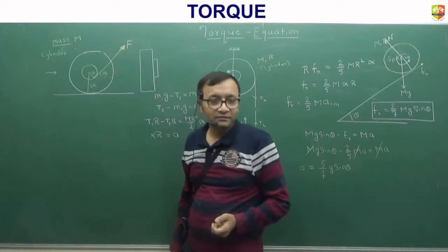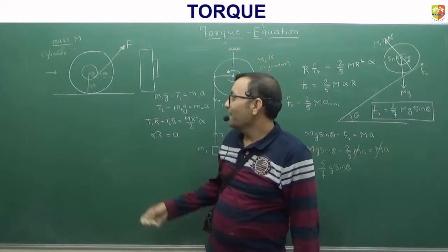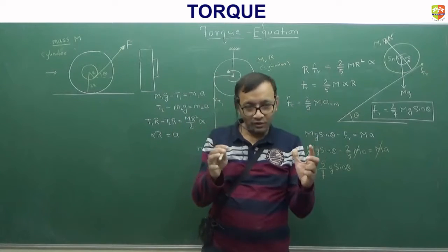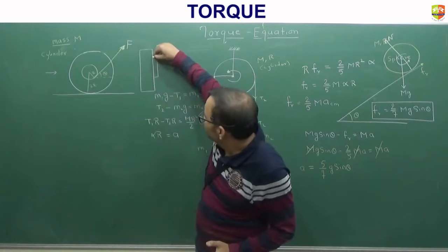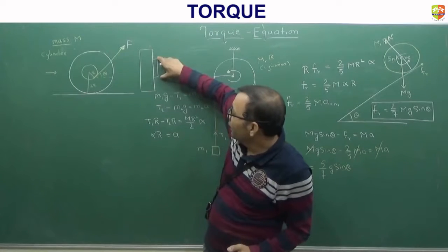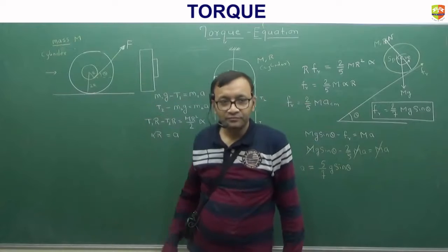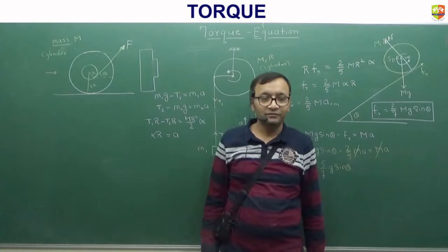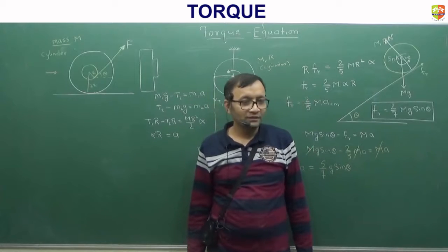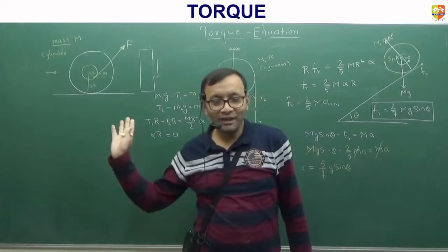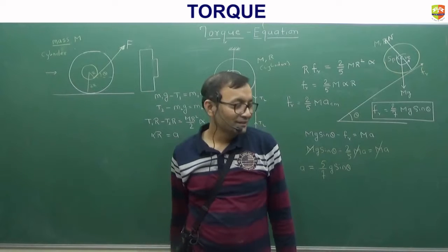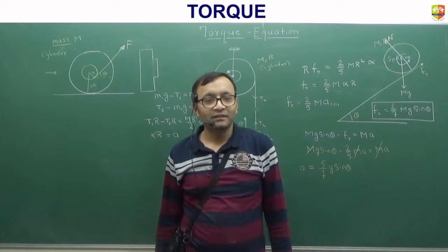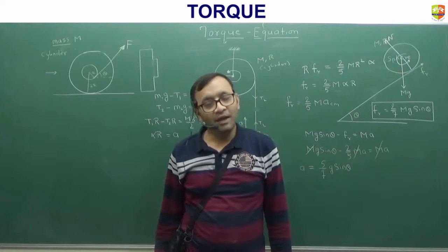How do you make it? Take a big wooden log, okay? You remove this material from the wooden log, then you are left with this kind of structure. Both are like non-hollow. Both are cylinders only.